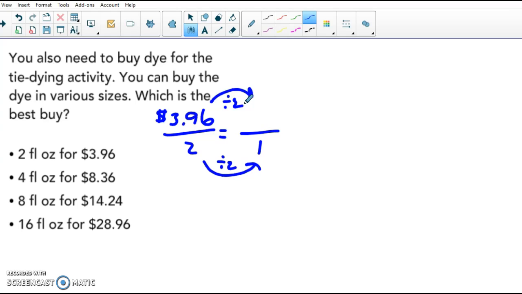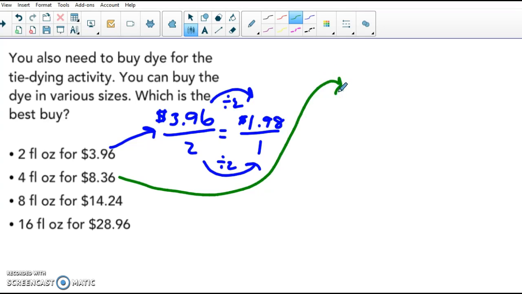Excuse me, on the top and the bottom. So when I do $3.96 divided by 2, I get $1.98. So $1.98 for my first option. Let's come over here for our second rate.